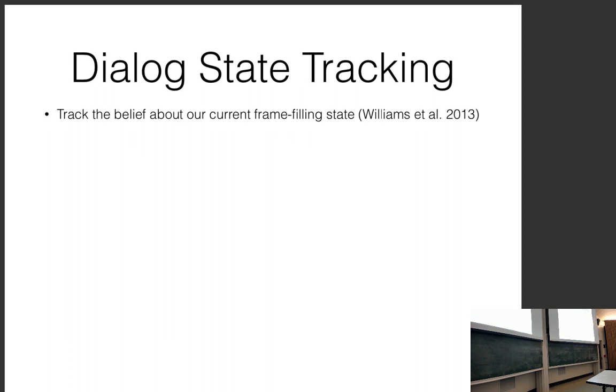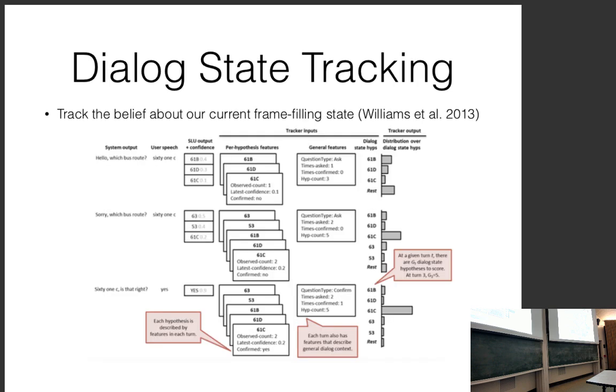Dialogue state tracking is a little bit more interesting. What you want to do is track your belief about the current frame filling state. So the idea being that if the system says, hello, which bus route, and somebody says 61C, you output a bunch of examples, maybe susceptible to ASR errors. You have confidences over them. You have pre-hypothesis features. Then you combine them into a hypothesis. You have a bunch of different beliefs, where this is kind of a probability distribution over what you want to do.